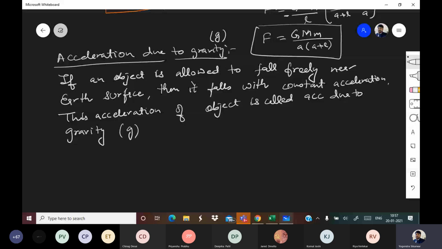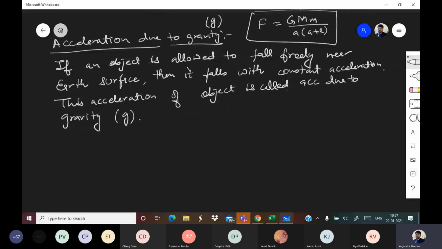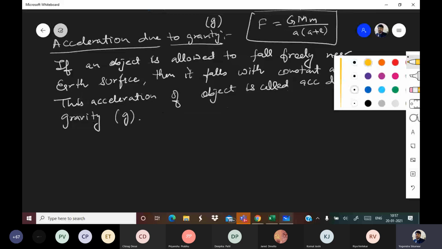So what is acceleration due to gravity? If an object is allowed to fall freely near Earth's surface, then it falls with constant acceleration. This acceleration of the object is called acceleration due to gravity. So let us see and talk about it.